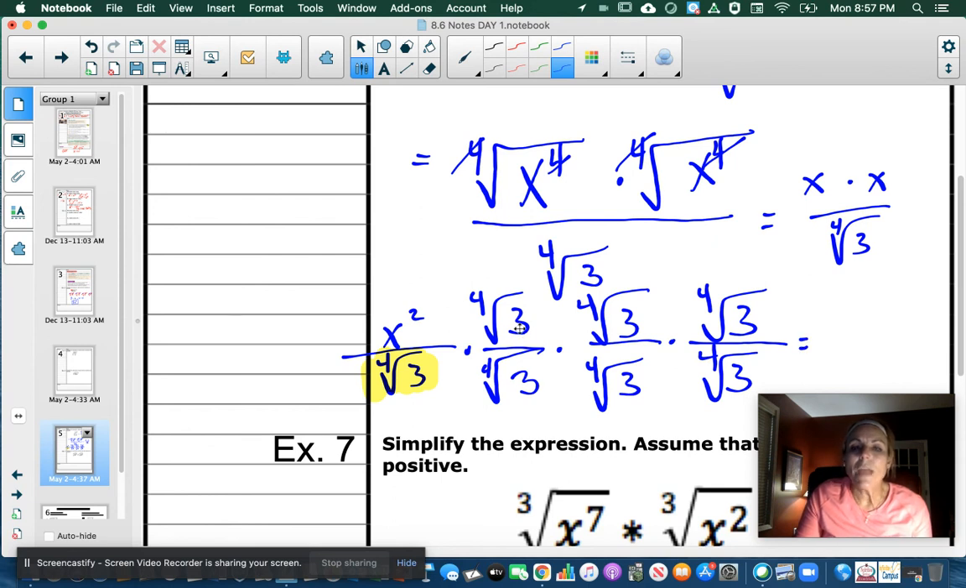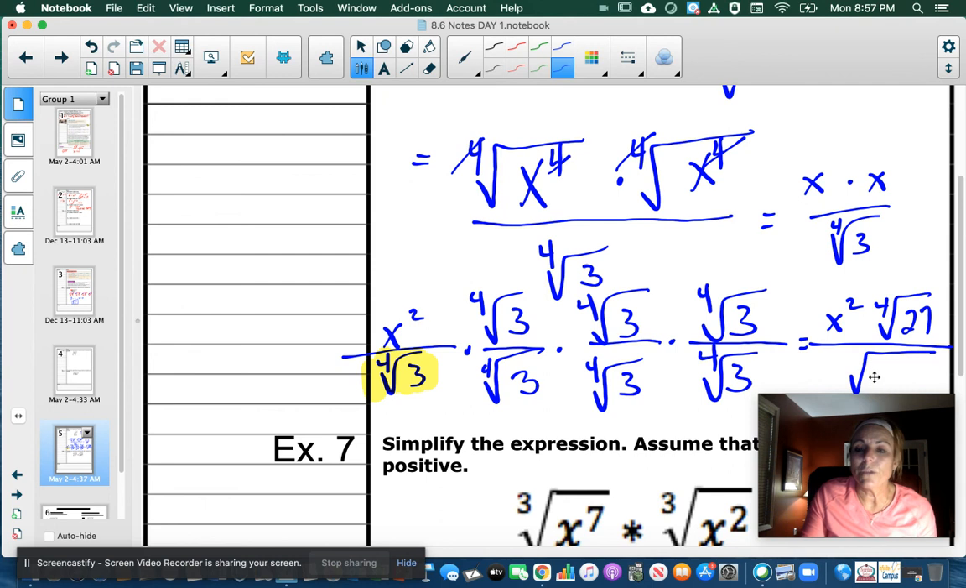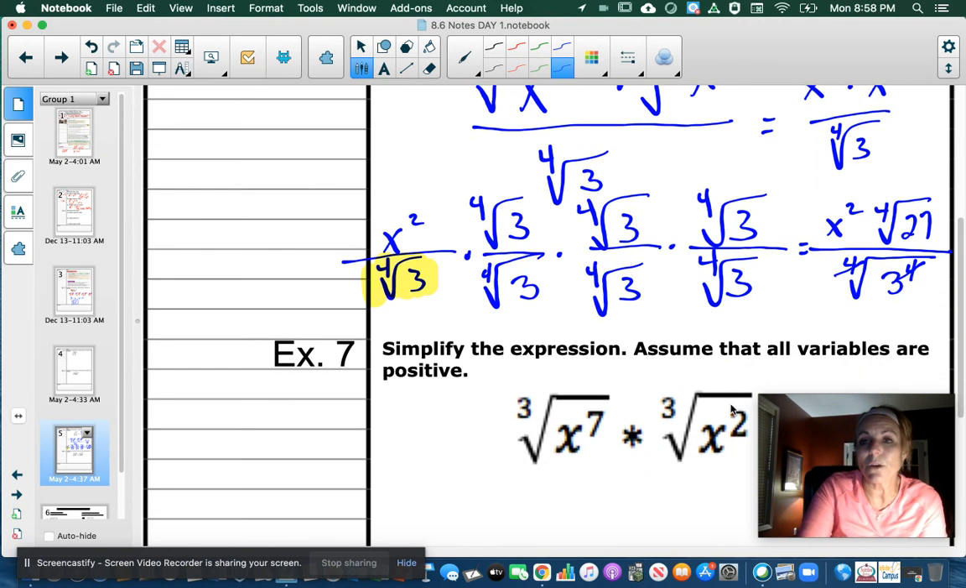Okay, so on the top, we have an x squared. 3 times 3 times 3 is 27. And on the bottom, how many 3's do I have? Well, I have 1, 2, 3, 4. That's like 3 to the 4th. We're going to get so good at that we're going to recognize that the purpose of multiplying by that many is so that they can cancel and then the 3 comes out.